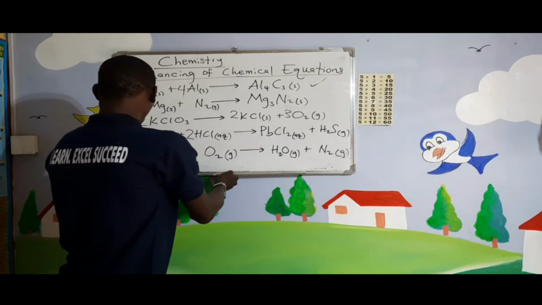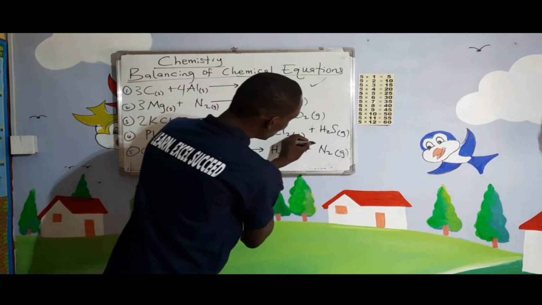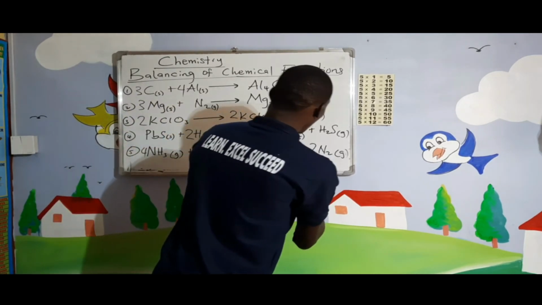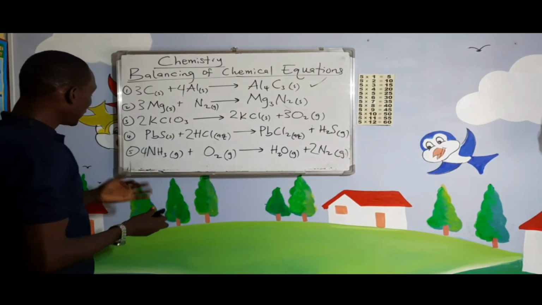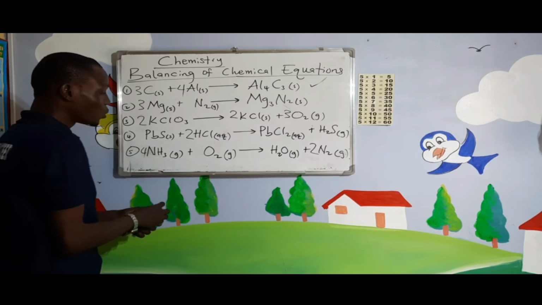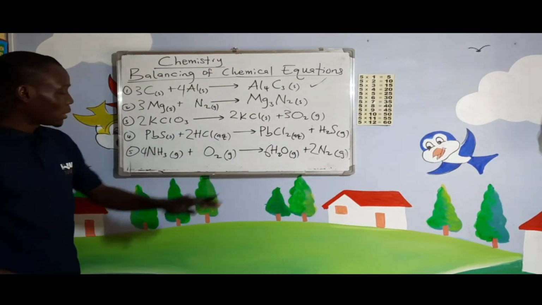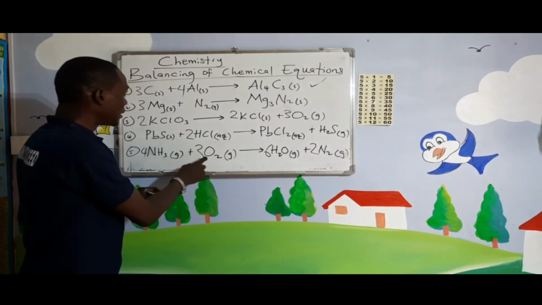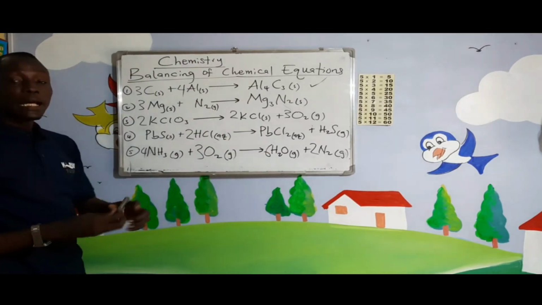We put 4 here. If we put 4 here, nitrogen atoms 4, then we put 2 here, so that 2 times 2 will make it. So we have 4 nitrogen atoms, 4 nitrogen atoms. Then for the hydrogen, 4 times 3 is 12, so we put 6 here. So hydrogen atoms are now balanced. For oxygen, we have 6 atoms, so we put 3 here. 3 times 2 making 6, 6. So if you look at the equations now, they are all balanced.